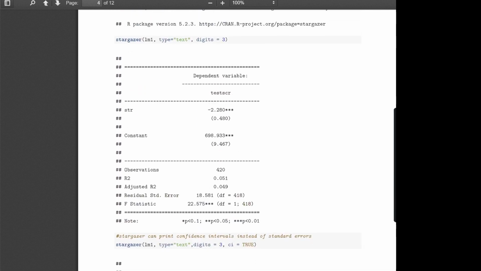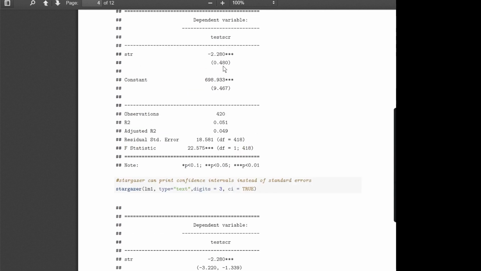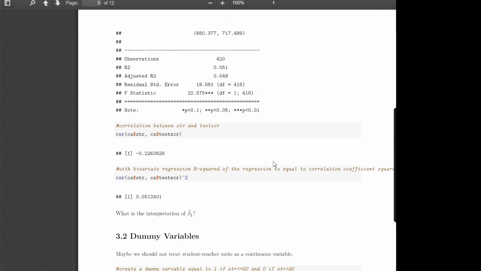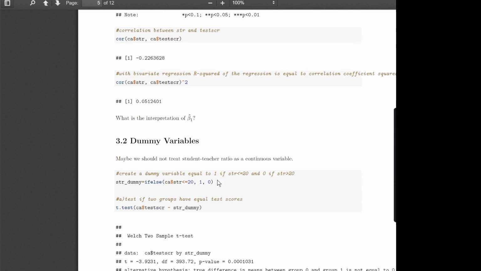Also you can print the confidence interval in the parentheses instead of the standard errors. You just set ci equal to true, and you have the confidence interval of this estimate. Also you can just use the correlation function to get the correlation between the student-teacher ratio and the test score, which is also negative. And here is the R square.